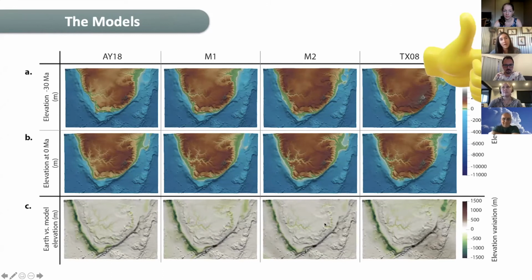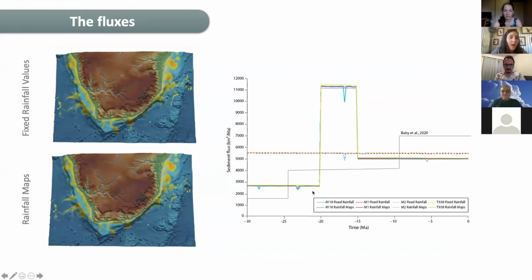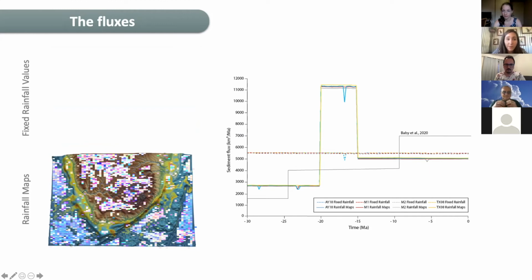Once we have done this comparison, plus sediment flux, sediment volumes, etc., we can really look at the flux and the impact of dynamic topography. Here you have the 4 dynamic topography models with rainfall maps, and here you have the 4 landscape evolution with dynamic topography models with a fixed rainfall map. And here is the Earth sediment flux calculated by Baby et al.